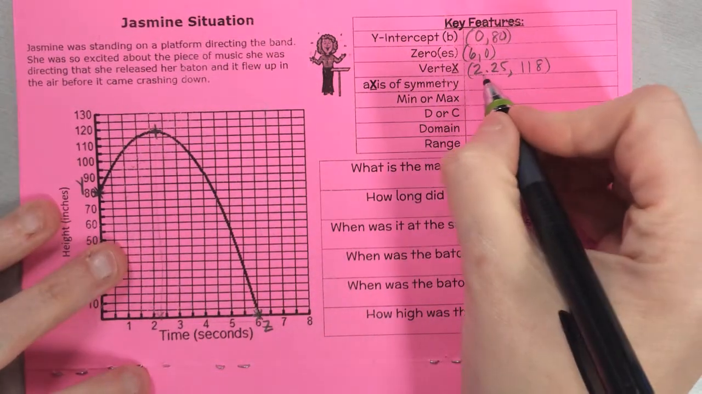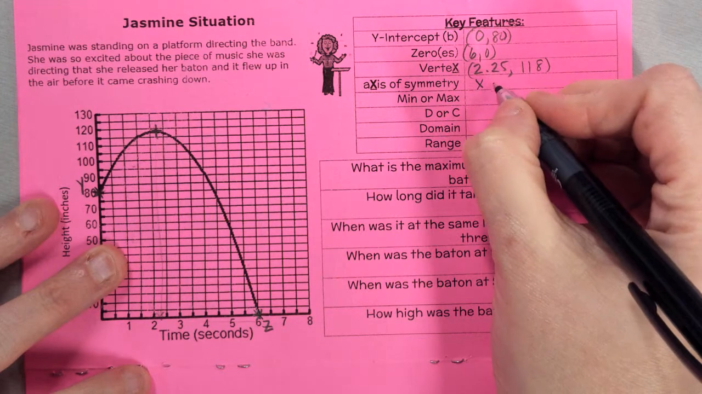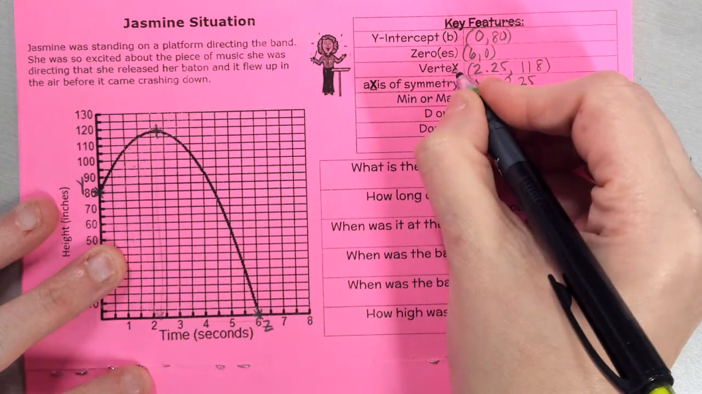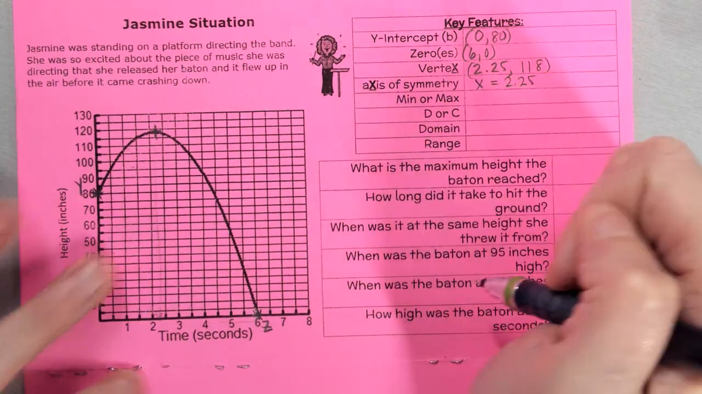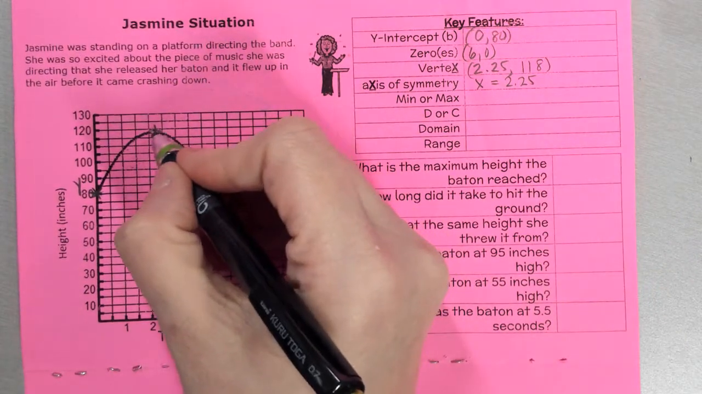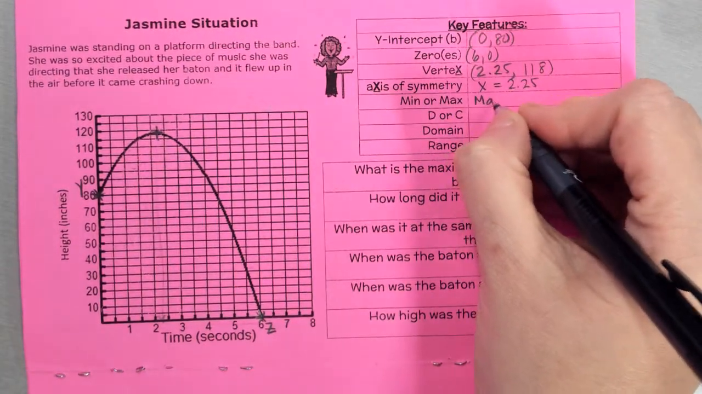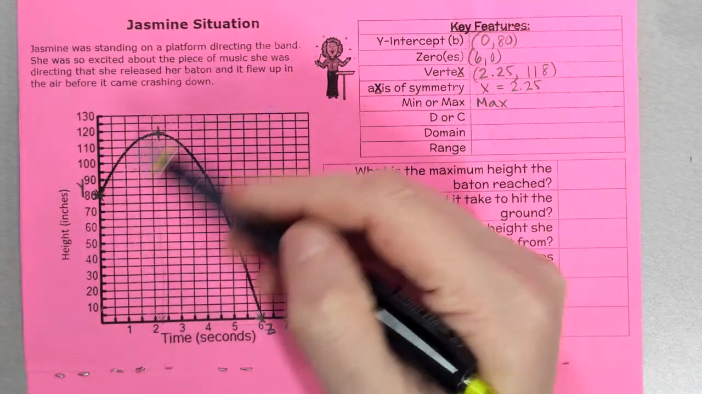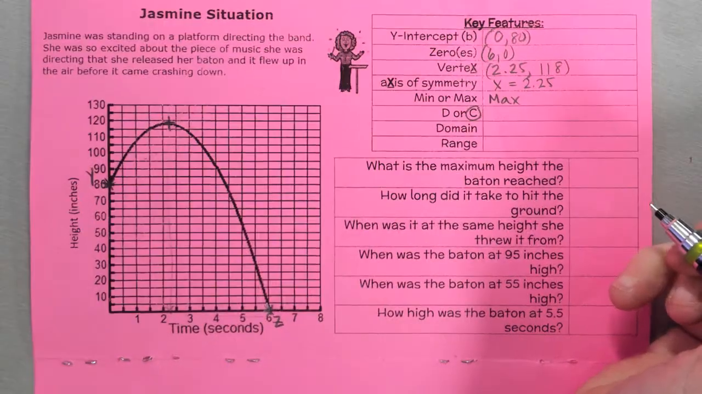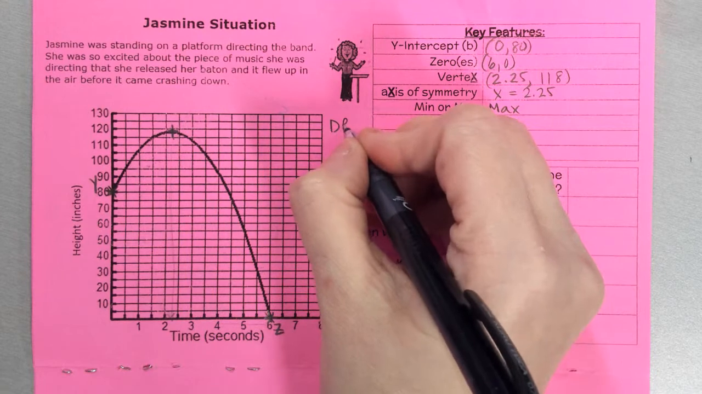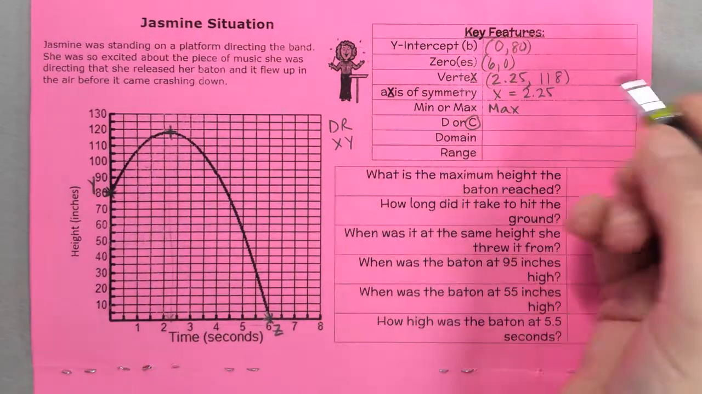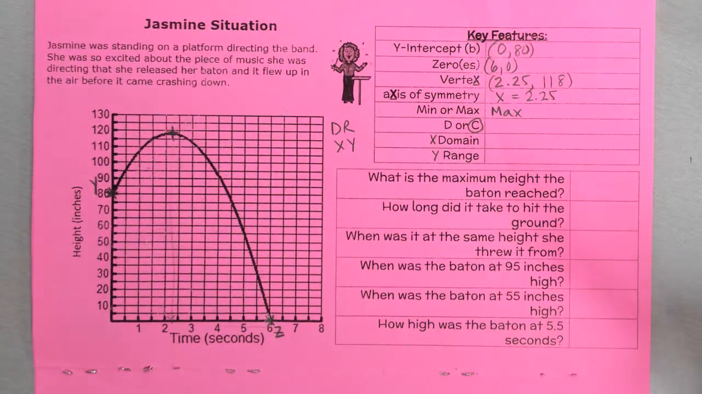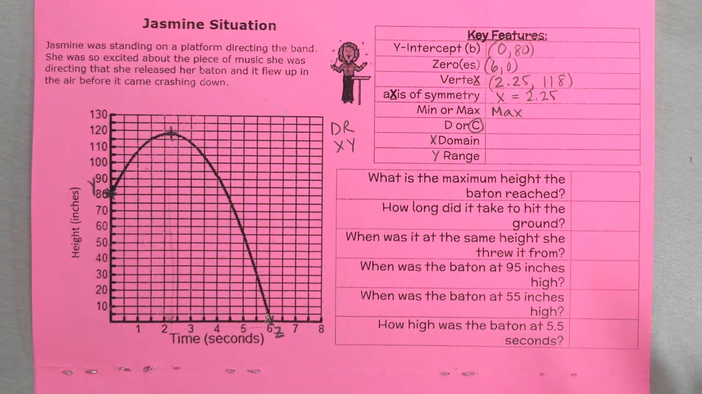All right. Now, if my vertex is (2.25, 118), my axis of symmetry is x equals 2.25, because the axis of symmetry is the x in the vertex. Now, since the vertex is the highest point this goes to, I have a max. Since the line is continuously connected all the way through, I've got continuous data. Now, for my domain, we're going to bring out our good friend Dr. XY to help us keep it straight. My domain is X, my range is Y. So I'm going to look at the X values. Now, we can box this thing in if we want to. In fact, we probably should, huh?